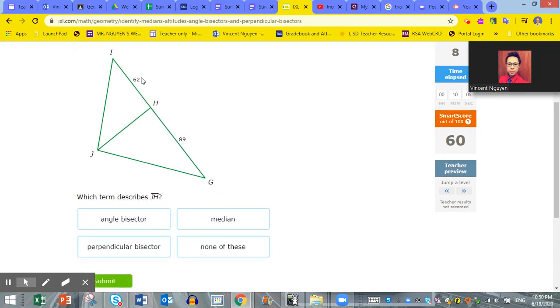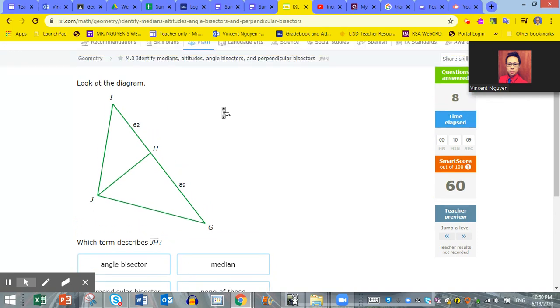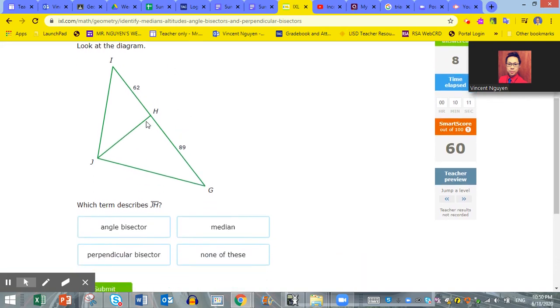Okay. This segment does not equal that segment, so it's not the median. However, does it tell you it's a right angle? It doesn't. It doesn't tell you it's a right angle, and it doesn't tell you that the angles are equal to each other. So this thing is nothing. I can't assume anything about segment JH, right? It's just a segment. So I'm going to say none of these, okay?